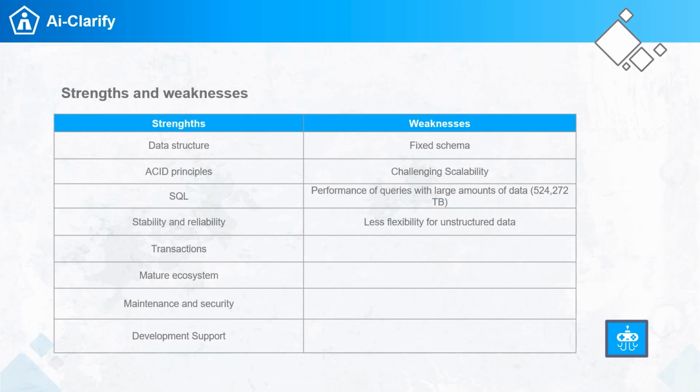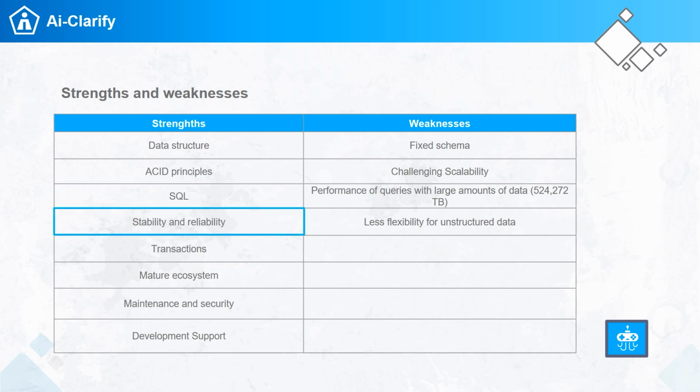Let's see what are some of the strengths and weaknesses of relational model. Strengths of relational databases are: data structure, a clear and structured data model using tables, rows and columns, which facilitates organization and enables easy data management. ACID principles, high consistency, isolation, durability and atomicity of transactions, which ensures the integrity and reliability of system. SQL, because it allows programmers and analysts to perform complex queries on data, which enables complex analyses and combining data from multiple tables.